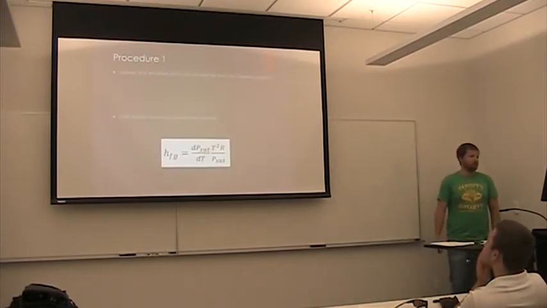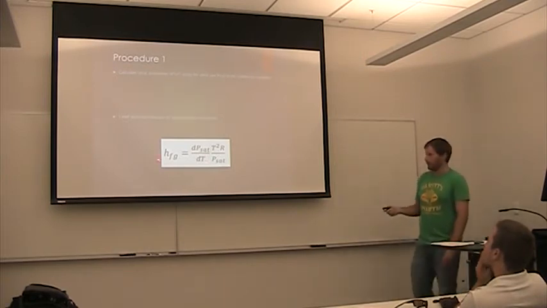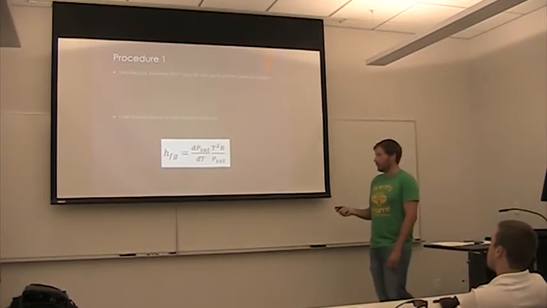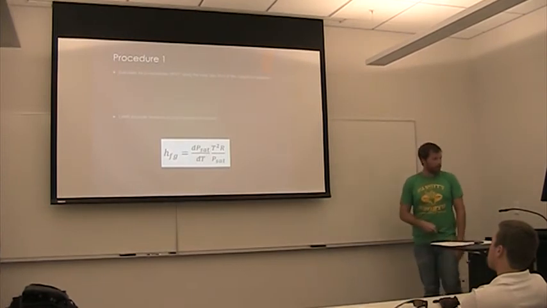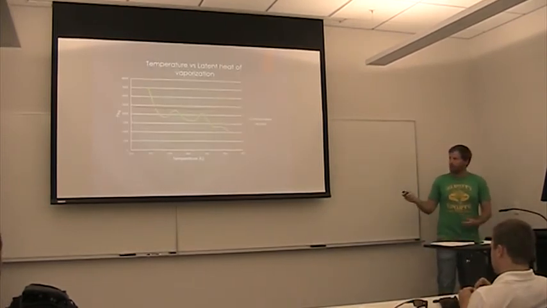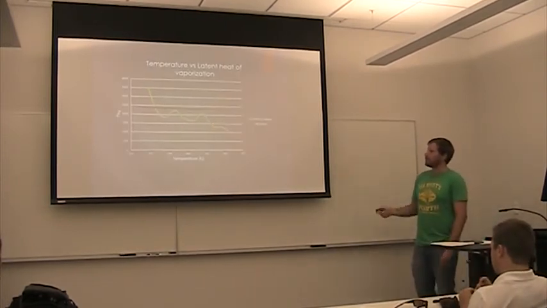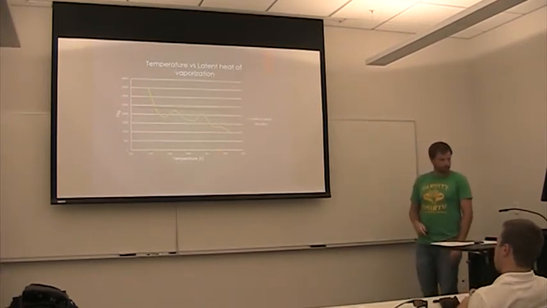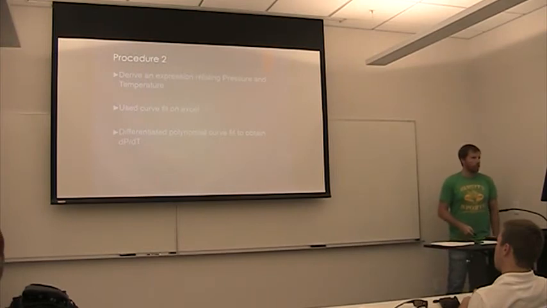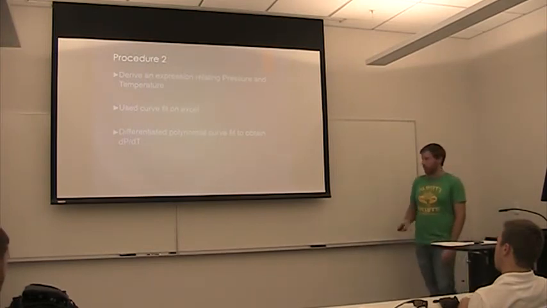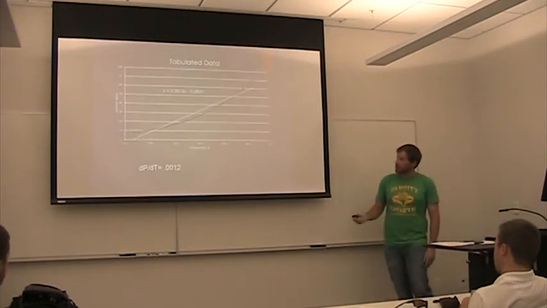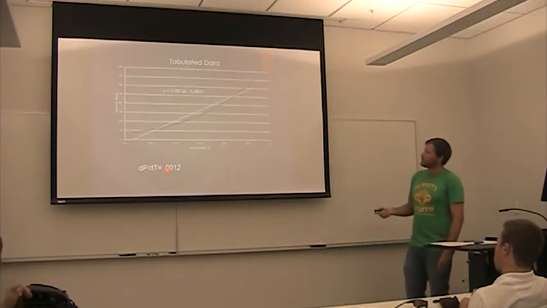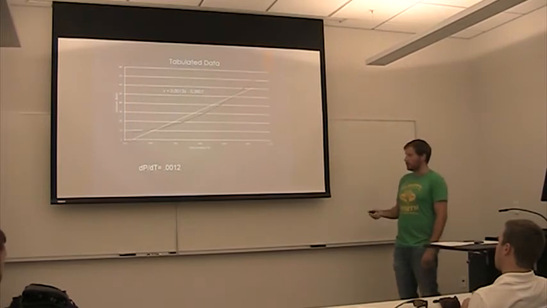Then procedure one, we're going to calculate latent heat of vaporization using this equation, and then we're going to do a plot. This is what we came out with for our values. This is latent heat as it relates to temperature. Continue on. The second one is we derive an expression using pressure and temperature, and then we use a curve fit in Excel, which gives us this. And then we get this nice slope, 0.0012.